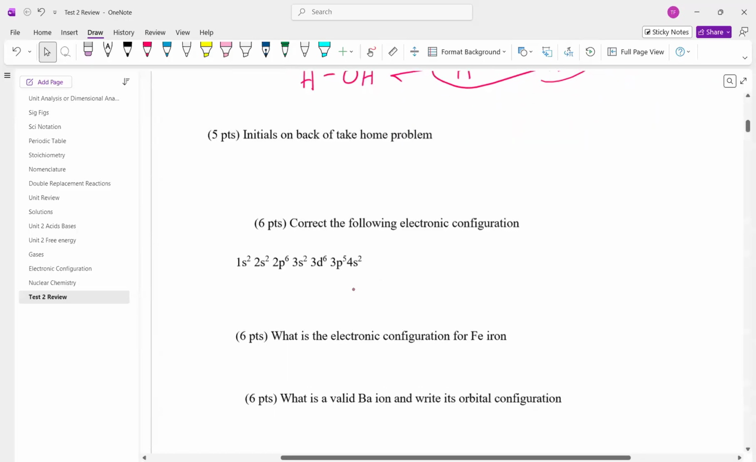Okay, initials on the back of the test, and don't forget your take-home problem. Make sure you bring that in, staple it to the back of your test, on the back of your take-home test question, put your initials. And you get a quick 5 points for that.